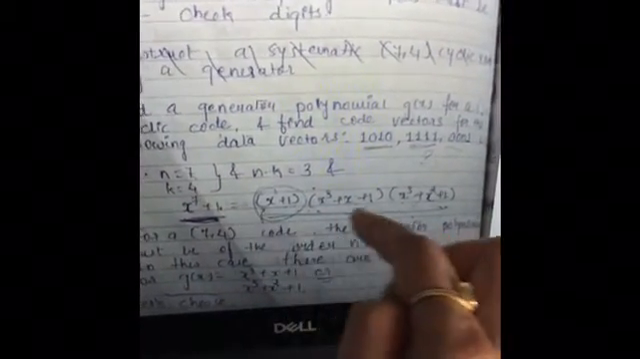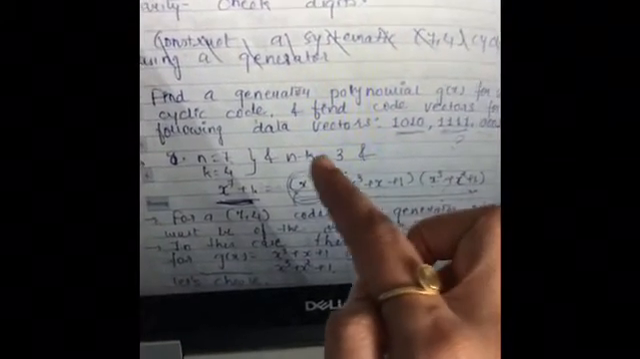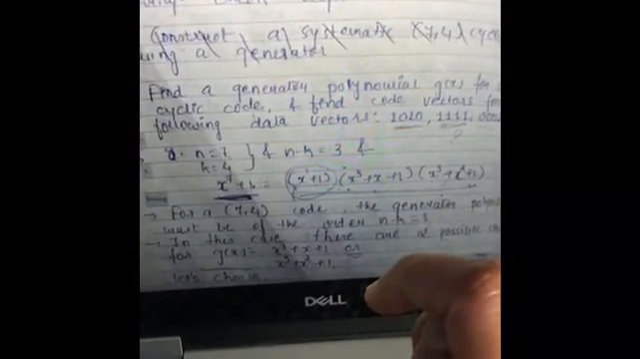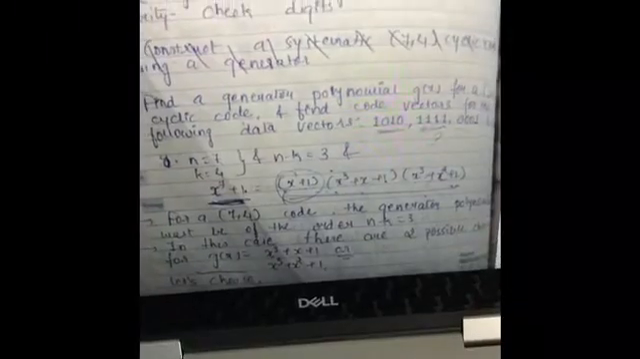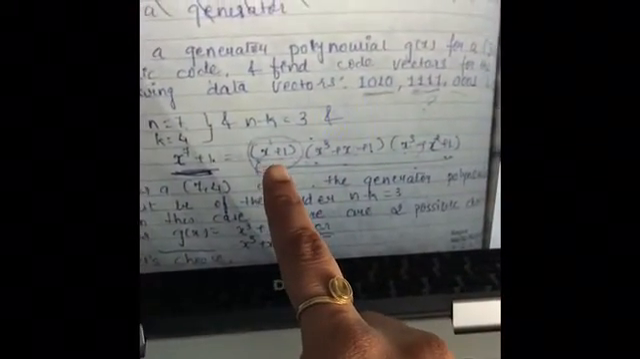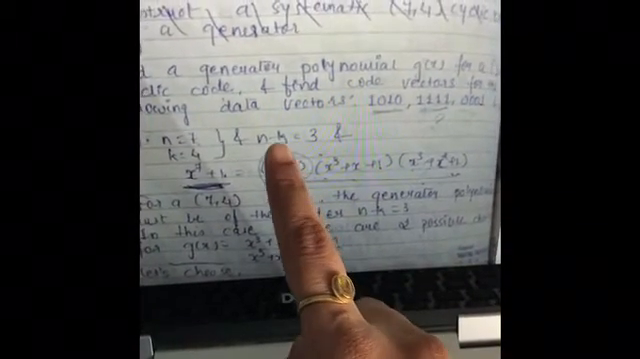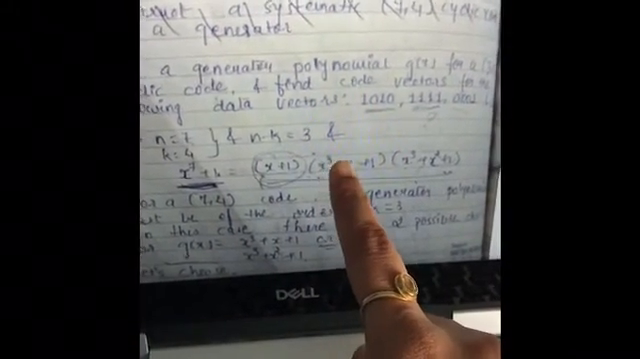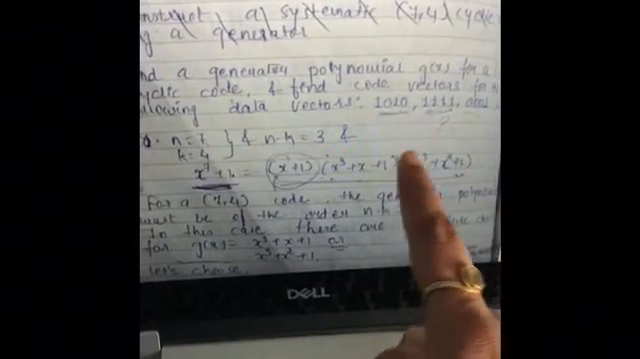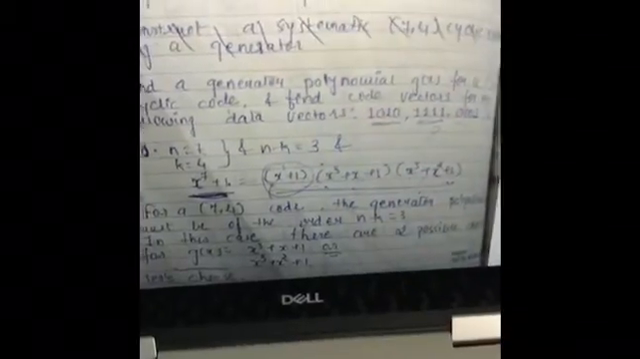You have to factorize this term with the help of x raised to 7 plus 1. Now x plus 1 cannot be a generator polynomial because it just has a power of 1. That is why you should use this or this; you should choose any one of these. You had an option, so let's choose one and see what we can get.